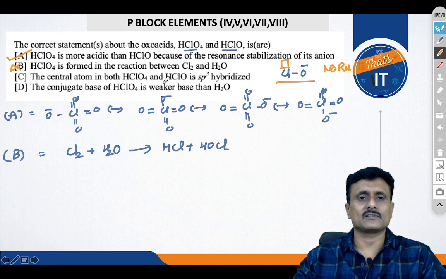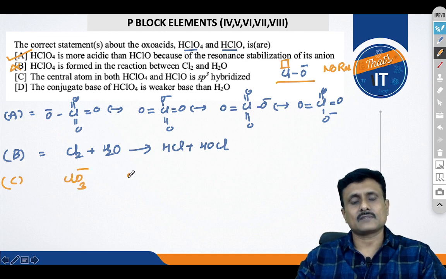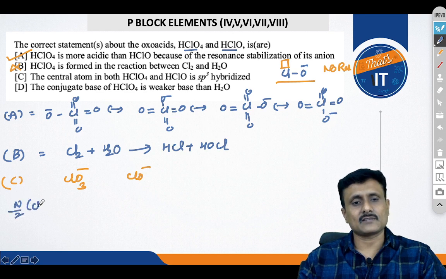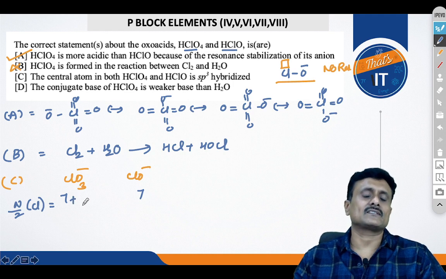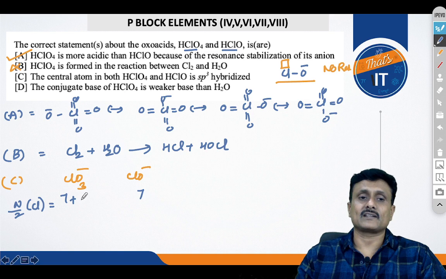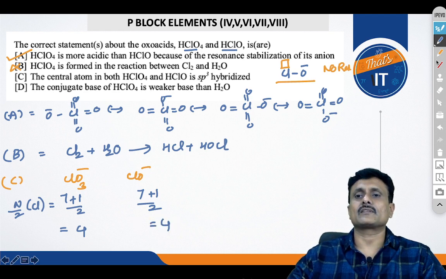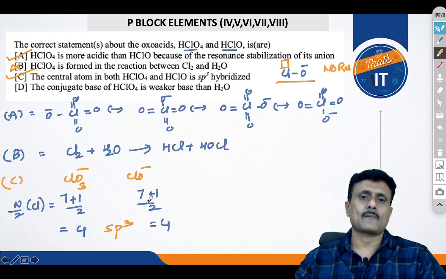The central atom in both HClO4 and HClO is sp3 hybridized. We will check. You can see one is ClO3 minus, the other is ClO minus. You have to find out the n by 2 of the central atom, that is chlorine. Here valence electrons plus monovalent atoms. You should not count oxygens, you should count hydrogen and halogens, right? Minus of minus, that is plus 1 by 2. Here also plus 1 by 2. So this value is 4, that indicates that the hybridization of both the species is equal to what? sp3. This is the correct answer.